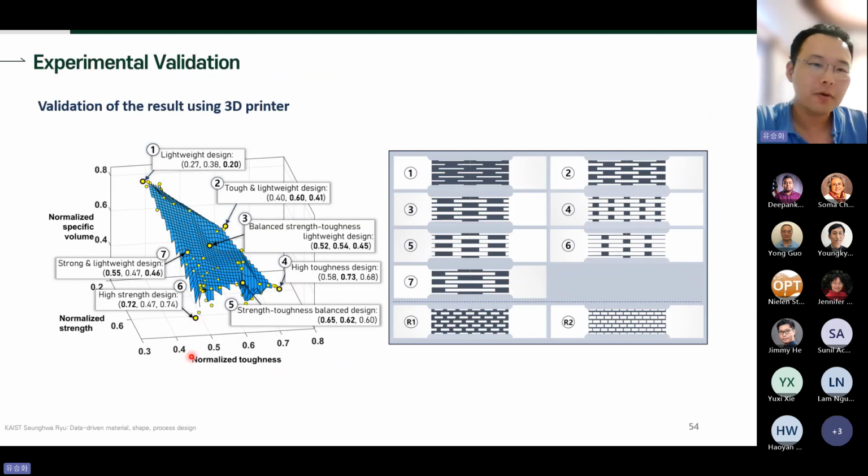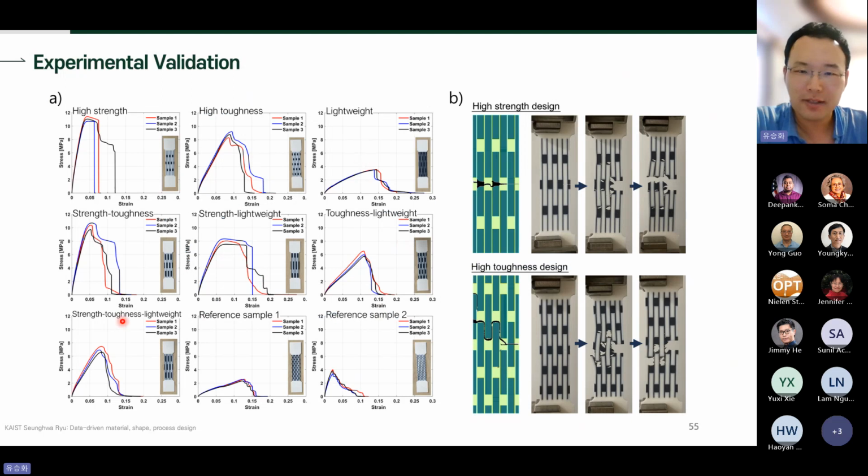Okay, and of course, after searching for the Pareto surface out of the toughness, strength, and specific volume, we can generate real samples with 3D printers, and we do simulations, and we found that our FEM and MBO driven design actually matches the experimental result.